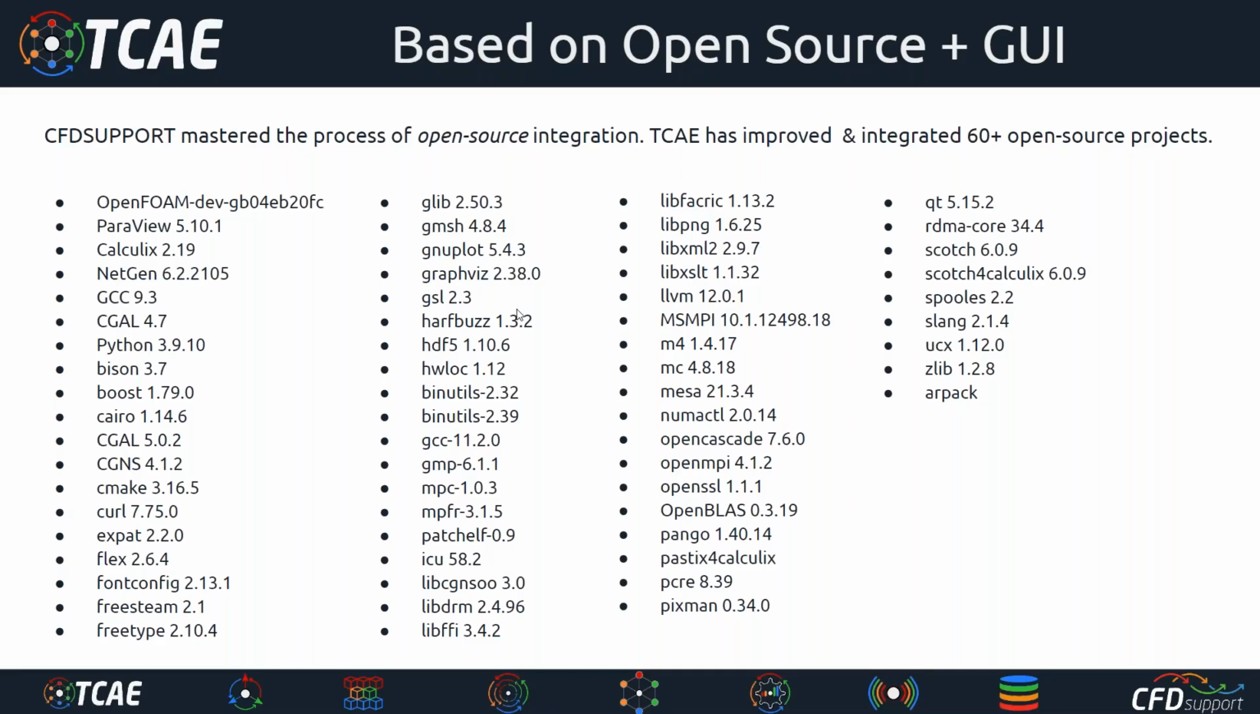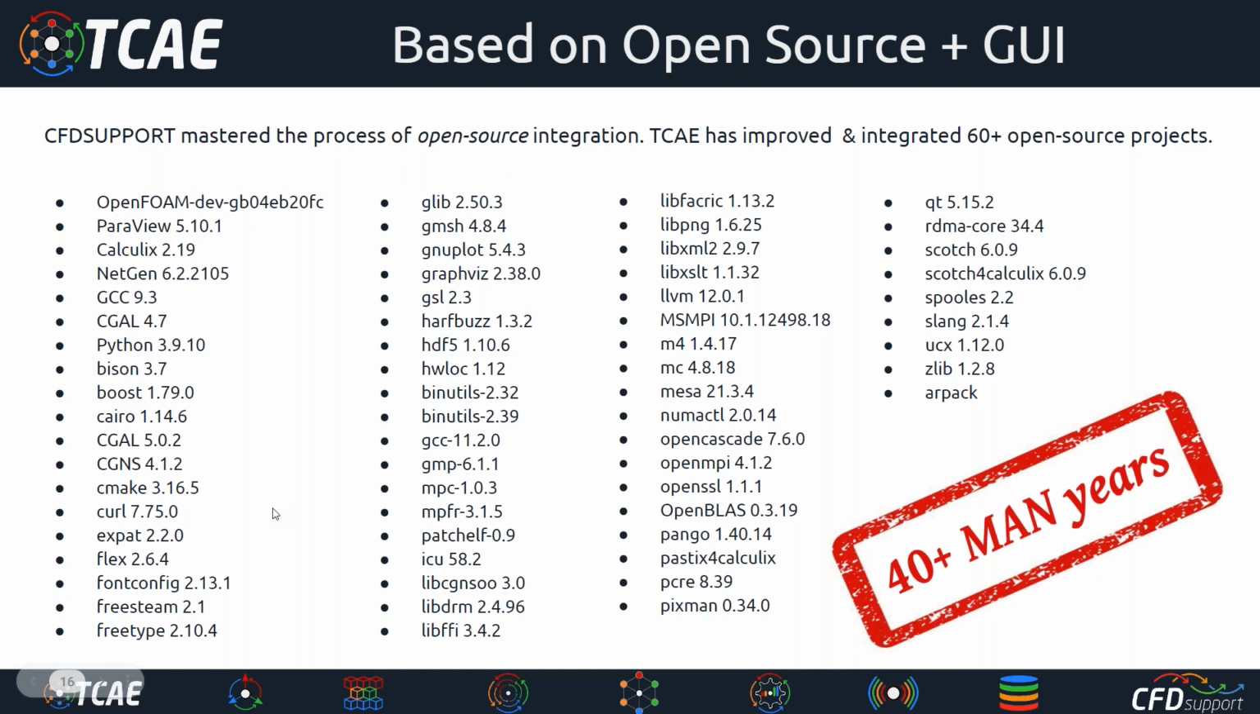And another important thing is TCAE is based on open source. There are more than 60 open source projects included in TCAE. And on top of that, we have spent more than 40 man-years of development in a team, which makes TCAE a huge project, where enormous effort has been spent to deliver this. And it's pretty big thing, because everything has been tested and created to work as a smooth workflow.